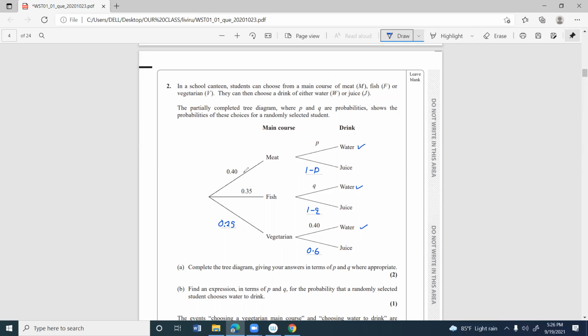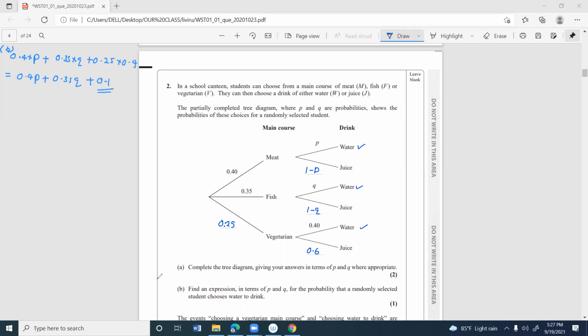Then you can get these figures. This probability should be 0.4 times p. This is part B, plus the next one is this bit, 0.35 times q. The last one is 0.25 times 0.4. So this answer becomes 0.4p plus 0.35q plus 0.25 times 0.4, which is 0.1. That's the first expression for that.